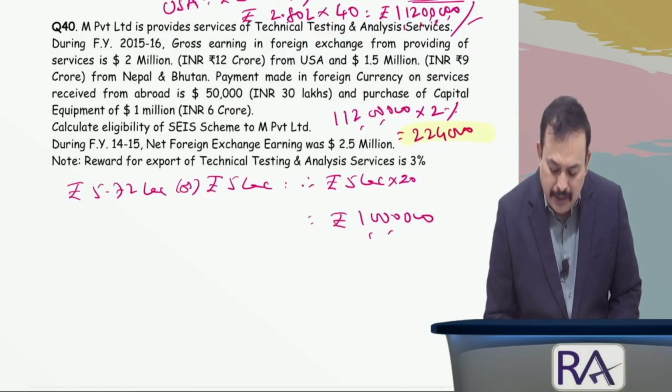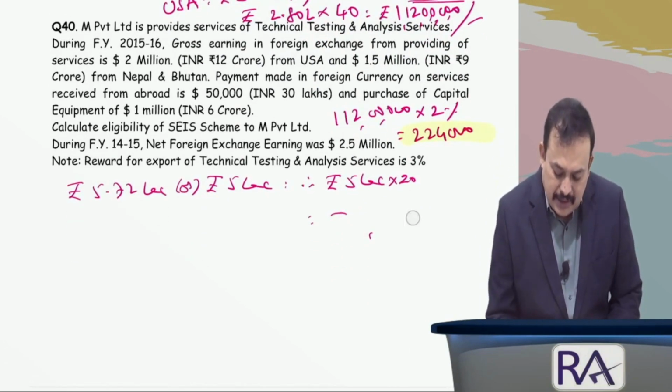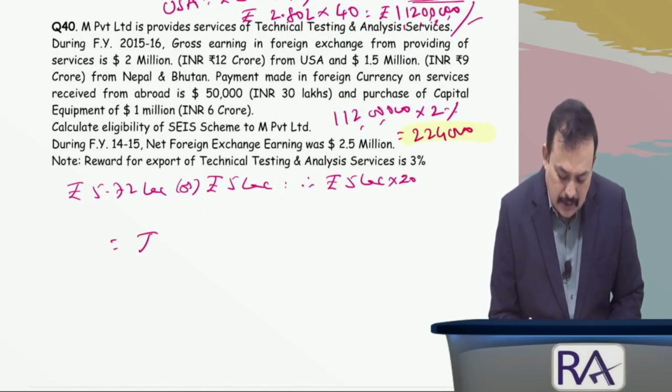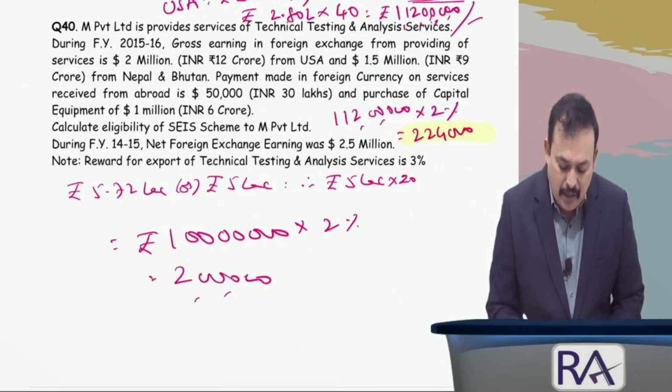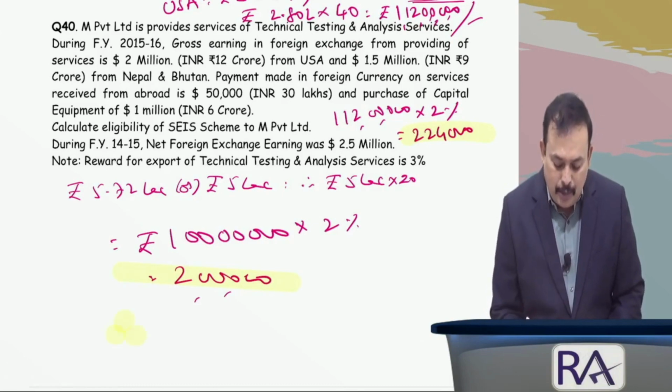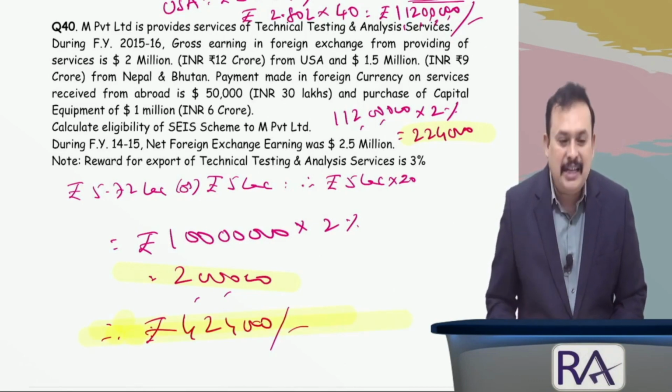On 1 crore, my dear sir, I will write here, rupees, on 1 crore 2% is equal to 2 lakhs. That is my reward amount. Total reward amount is equal to 2 lakh 24 thousand plus 2 lakh, which is 4 lakh 24,000. That is my final answer. Got the clarity, my dear sir?